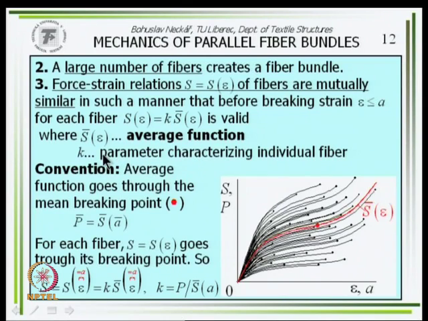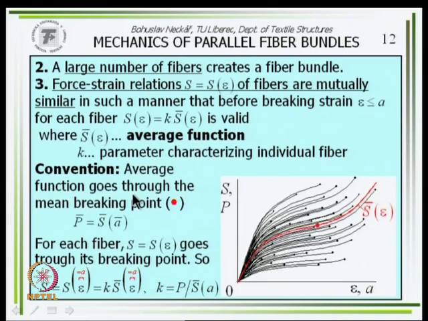So S bar epsilon is an average function, K is a parameter characterizing an individual fiber. What do I mean? Let's imagine that the set of force-strain functions of all fibers is this set of black curves. They are similar from the point of view of shape, so that there exists some red function, we call it an average function, and each individual force-strain function of a fiber can be interpreted as K times S bar epsilon, this red function. Is it acceptable? Okay. So each black curve is something like a magnification of our red average function.